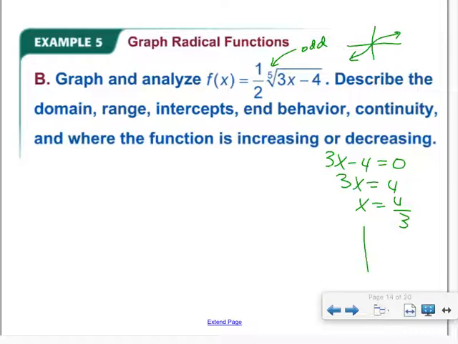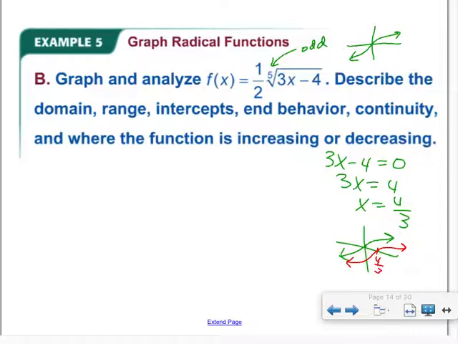So instead of it being here, what the 4/3 does is it tells us that it has moved over to the right 4/3. So it still looks like a cube root that has been shifted. So here's our first one where there's a shift in its center. So let's go ahead and go down the list of everything.